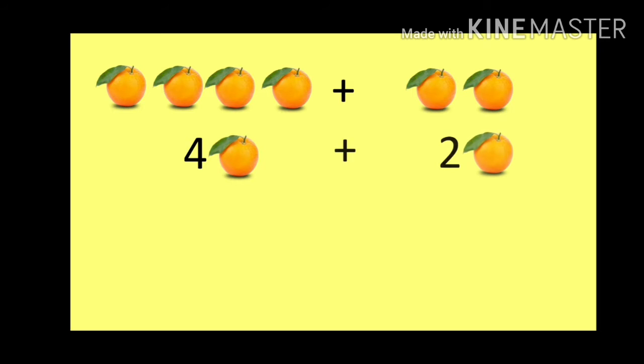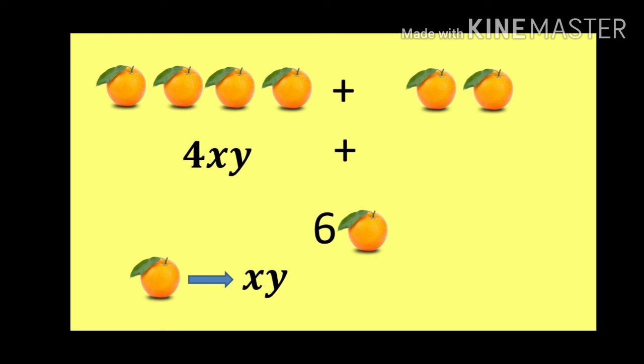Similarly, suppose we take this one. Here there are 4 oranges and 2 oranges. So 4 oranges and 2 oranges together we get 6 oranges. Suppose we replace an orange by xy. That means wherever oranges are there, we will take it as xy. So that becomes now 4xy and 2xy. So the orange is now xy, and 6 oranges becomes 6xy.